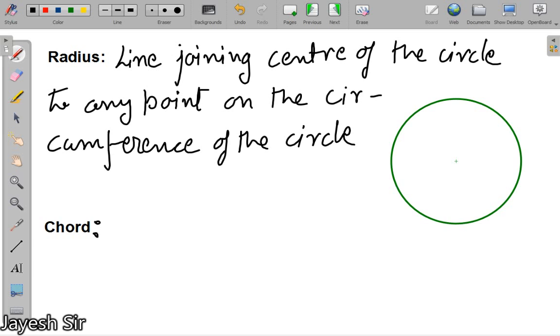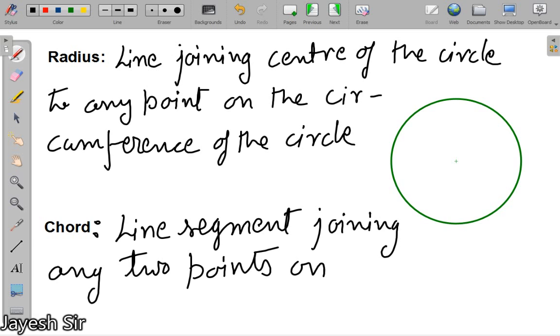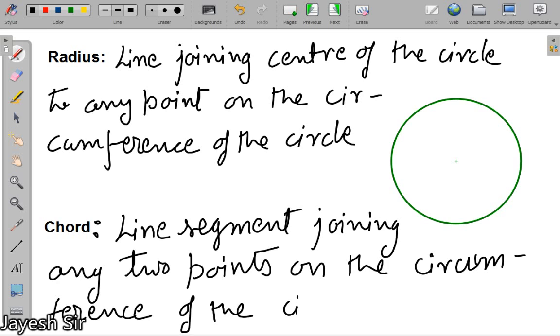Next is chord of the circle. Chord of the circle is line segment joining any 2 points on the circumference of the circle. That is the chord of the circle. As you can see in this diagram, here AB is the chord of the circle.